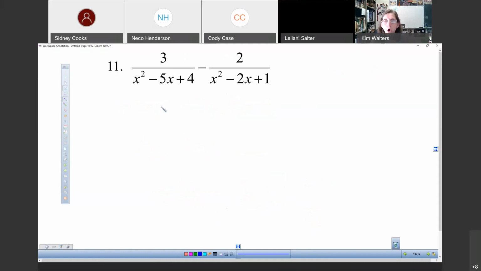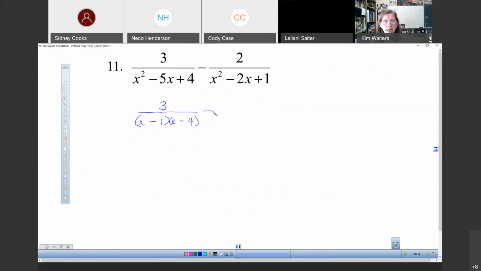Okay, so we are going to factor this denominator. Sorry about that. Why can I not draw a line? This denominator factors into x minus 1 and x minus 4. That gives me positive 4 and negative 5.